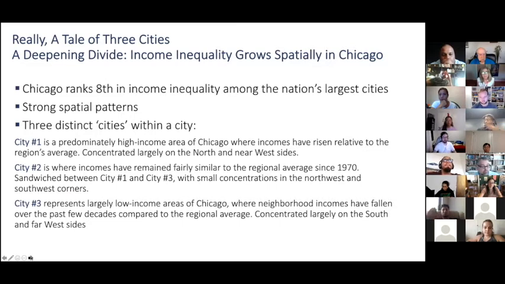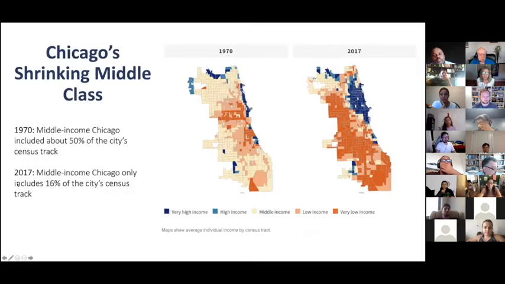And so we've used this term over and over, Chicago being a tale of two cities. Well, as one of the articles in your book talks about, really we're three cities. And what we're seeing is a deepening divide in income inequality. And we see really strong spatial patterns within the city. And this map will explain it. So let's go back to the 1970s when my family was living in the Lakeview area of Chicago.